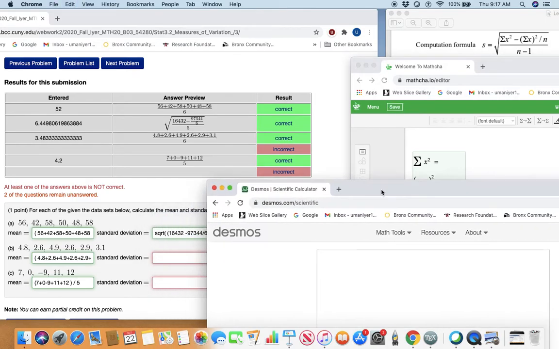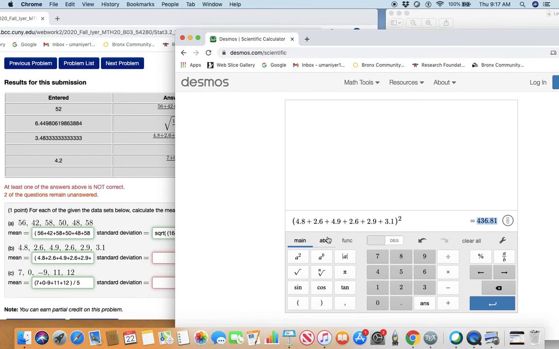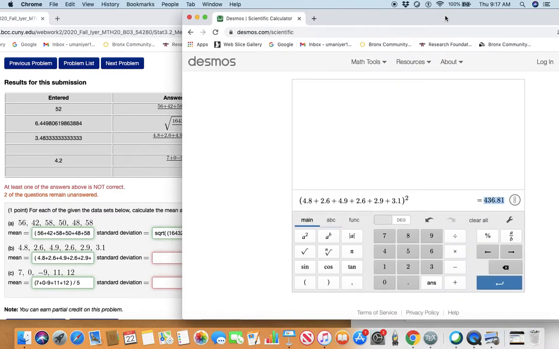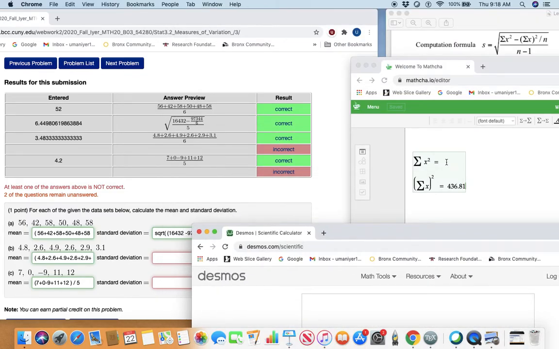Okay, now let's go back to the other one, and that is you need to square all the x's, then add them. So, square all the x's. And then add them. So 78.59.